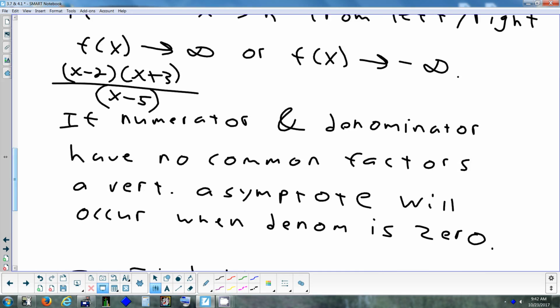Now, does anybody remember what happens if the numerator and denominator do have a common factor? You don't get an asymptote, you get something else in the graph that's very small. And we talked about it when we talked about continuity. A hole. You get a hole. Okay, so be very careful. If the numerator and denominator have a common factor, you get a hole in the graph. You don't get an asymptote.